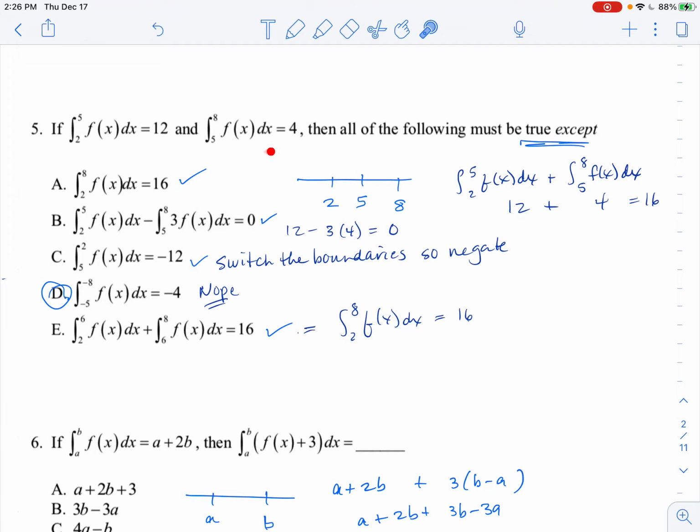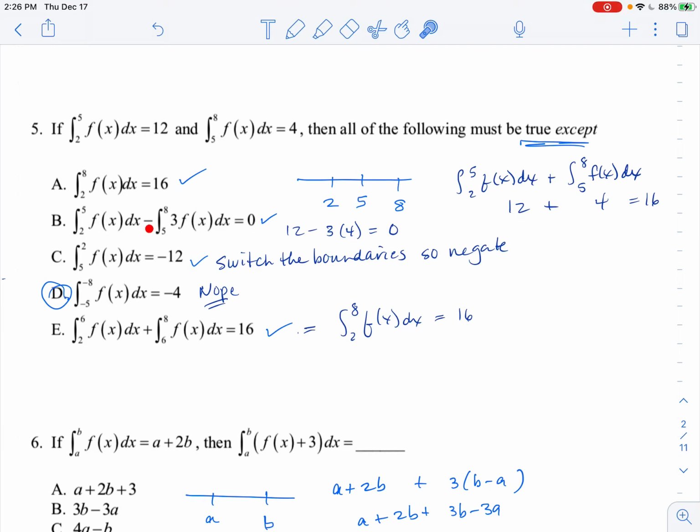In problem number 5, we have an integral from 2 to 5 of f of x dx equals 12, and from 5 to 8 of f of x dx equals 4. Then which of the following must be true? Okay, just another practice of the integral properties. So from 2 to 8, if we just added those two integrals together, that would give us 16. And in answer E, that's the same thing. It's still going from 2 to 8, and so we'll get 16 as well.